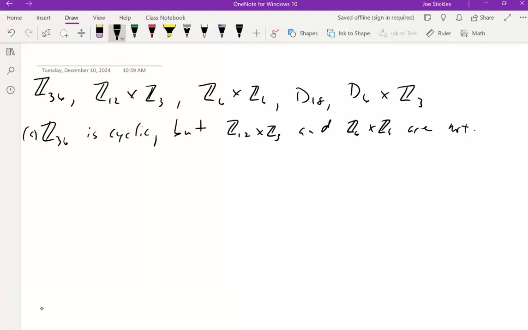So the Z36, the Z12 cross Z3, the Z6 cross Z6, those are all abelian groups. The D18 is not abelian. The D6 is not abelian, so the direct product can't be abelian, right? So notice in our list here we've got two non-abelian groups and three abelian groups. They cannot be isomorphic if one has a commutative operation and the other one doesn't.